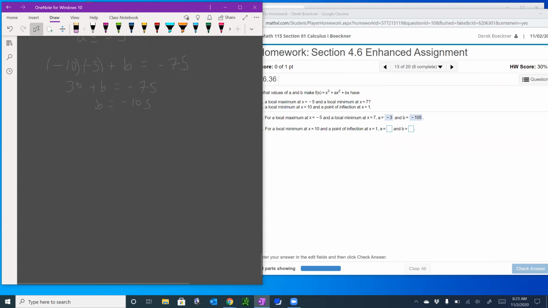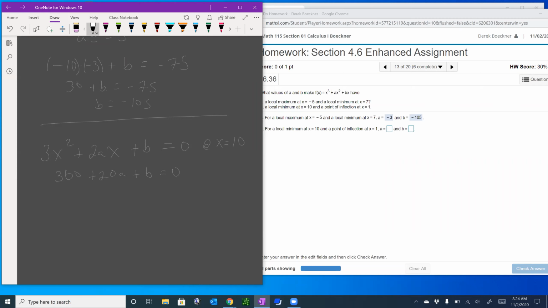What do I do here? Part B. Yep. So I still have 3x squared plus 2ax plus b equals 0 at x equals 10, so I can still get that one. So that's 300 plus 20a plus b equals 0.